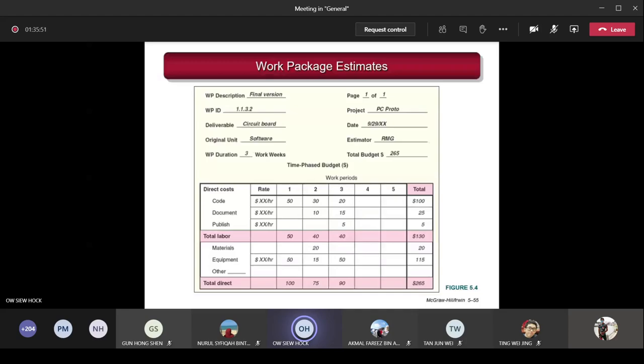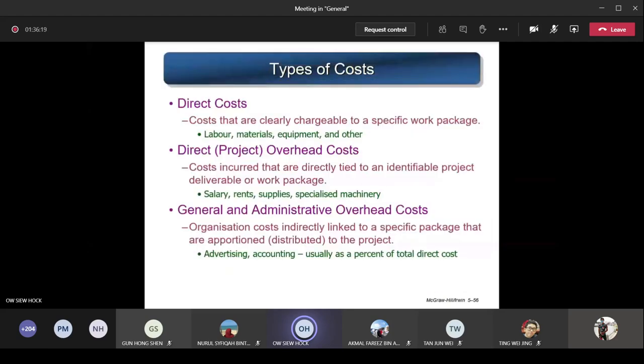So this is a micro approach. Based on WP estimates is a micro approach. The best way to do cost estimation is to start with macro. That means you give a rough estimation of the overall project cost, and then you do the detail. After that, you reconcile and see how it balances out. If there is a big difference between your top-down approach and the bottom-up approach, then you do some adjustment.